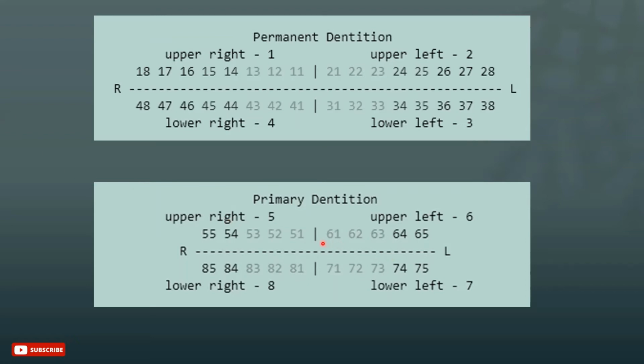And again, teeth are numbered from 1 to 5. 1 for the central incisor, 2 for the lateral incisor, 3 for the canine, 4 and 5 for the first and second primary molars.